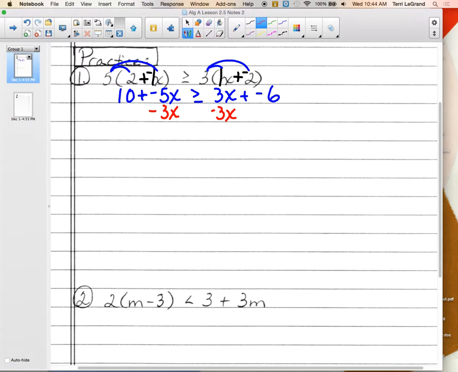Okay, so what do we have now? 10 plus negative 8x is greater than or equal to negative 6. Yeah, okay. Because when we have a negative 5x, take away 3x, we could change that to add the opposite, and we are actually adding two negatives together. When you add negatives, they stay negative. Negative 5 plus negative 3 is negative 8.